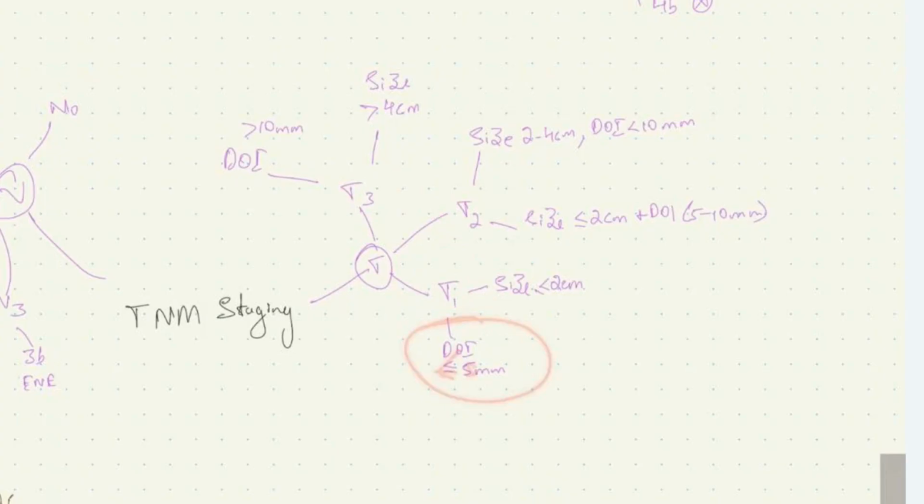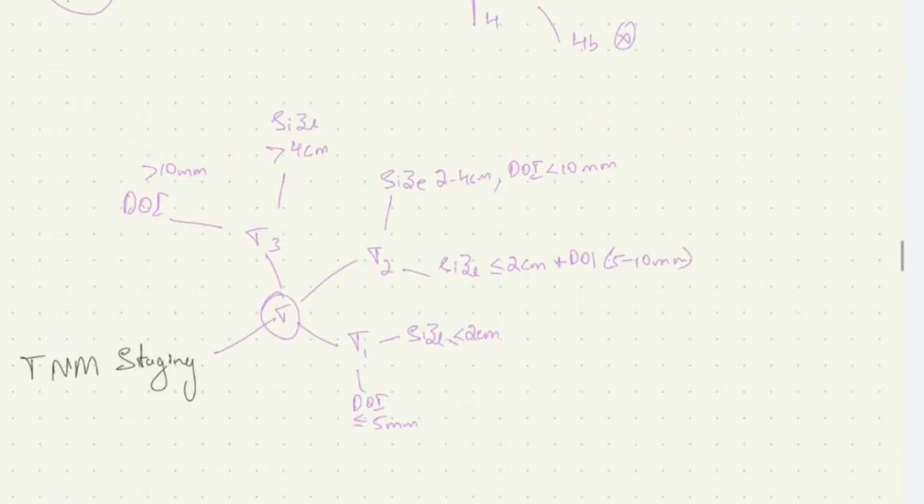In T2 disease, the size of the lesion is less than or equal to 2 centimeter, with the depth of invasion being between 5 to 10 mm. Here we saw if it is less than 2 centimeter with depth of invasion more than 5 mm up to 10 mm, it is T2. Or if the tumor size is between 2 to 4 centimeter with depth of invasion less than 10 mm, it also comes under T2 disease.